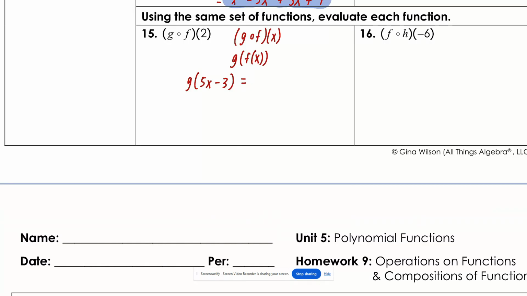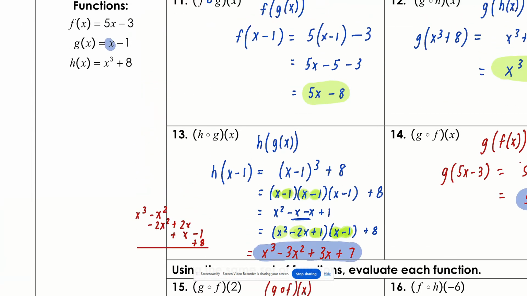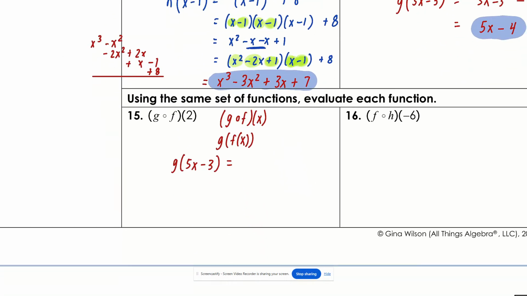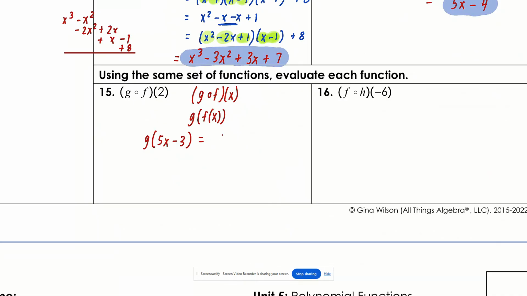So we're going to go to our g of x function. That's x minus 1, and we're going to plug in 5x minus 3. So we got 5x minus 3 minus 1. Now, I know we just did this, and it equals 5x minus 4. But remember, that's g of f of x.